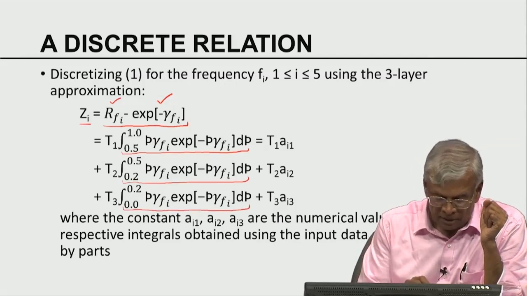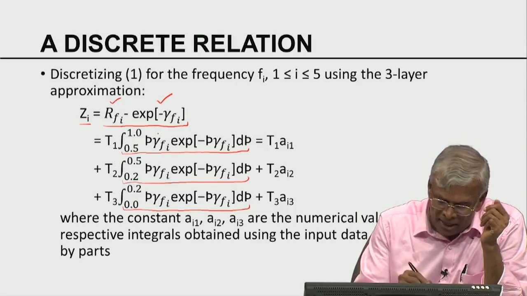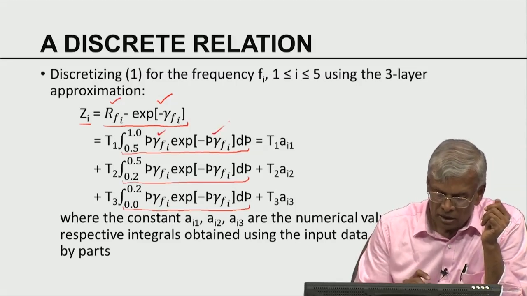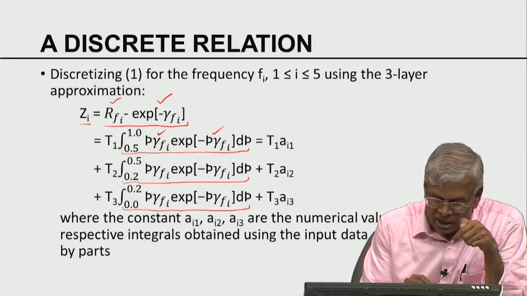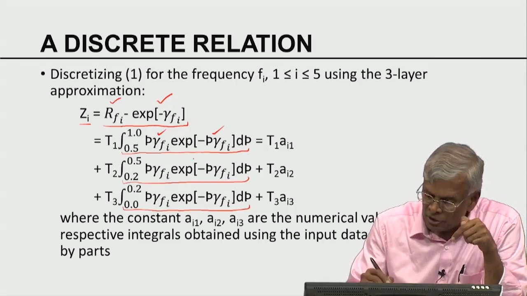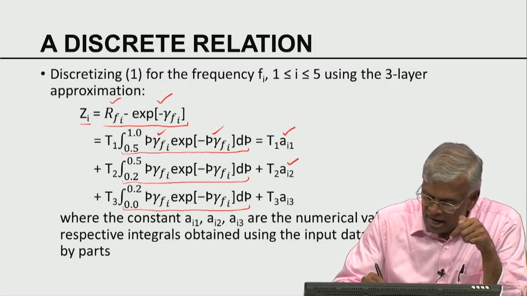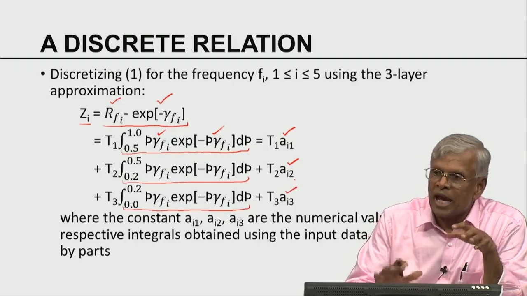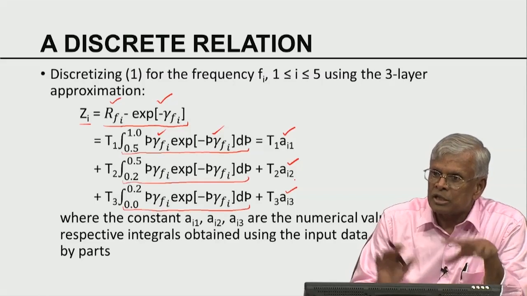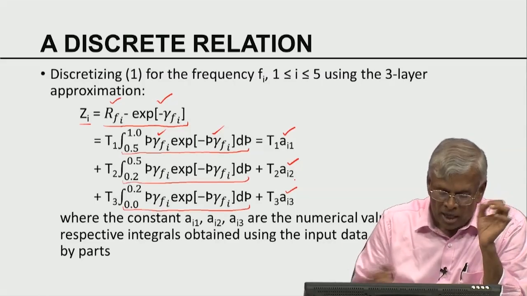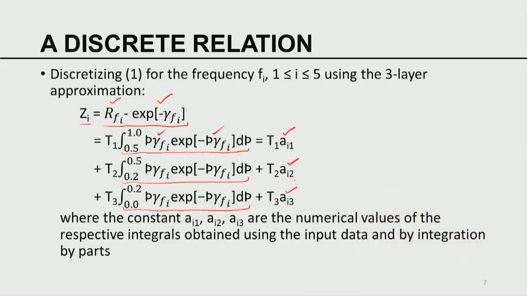This is an integration with respect to p. I know p, I know gamma, I know this exponential function. By doing a very simple integration in this domain, this integral value is going to be Ai1 for the ith observation, this integral is going to be Ai2, this integral is going to be Ai3. So Ai1, Ai2, Ai3 are known constants, and T1, T2, T3 are unknowns. I get my first equation: Zi is equal to T1 Ai1 plus T2 Ai2 plus T3 Ai3. If I change i from 1 to 5, I have 5 such equations: Z1, Z2, Z3, Z4, Z5.